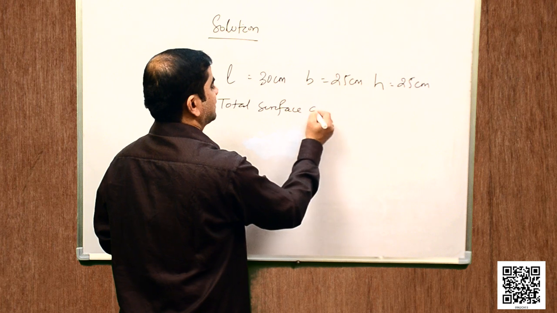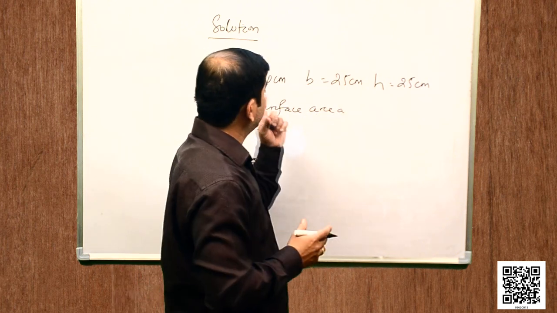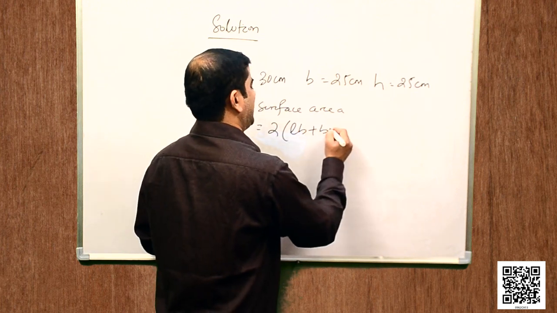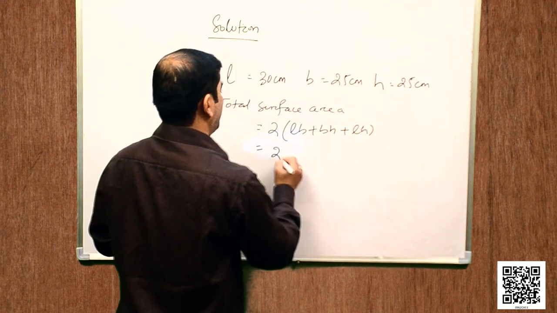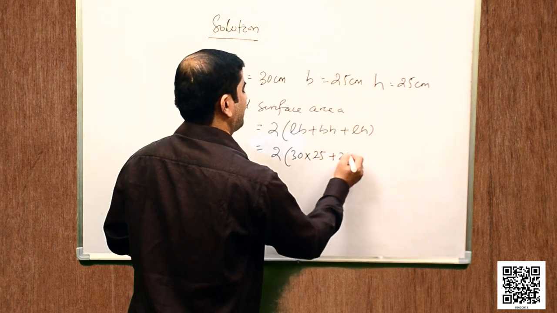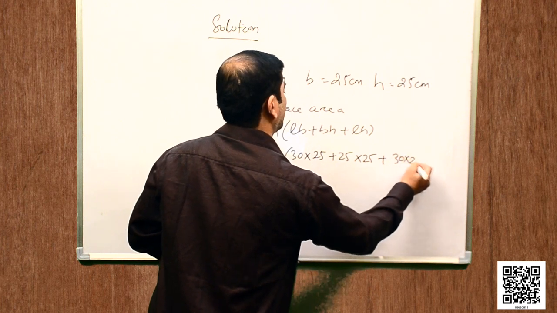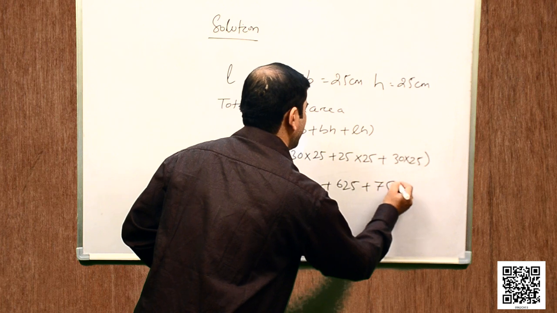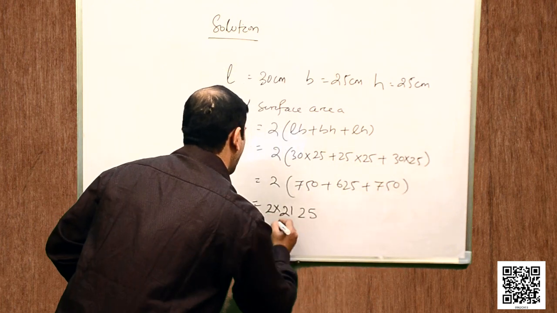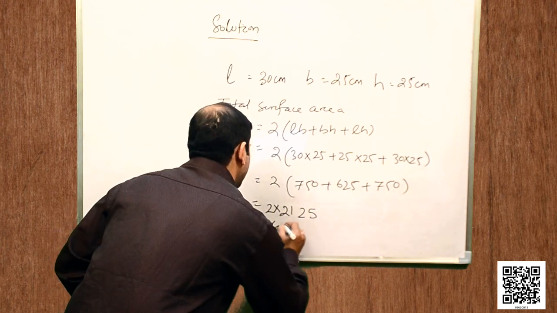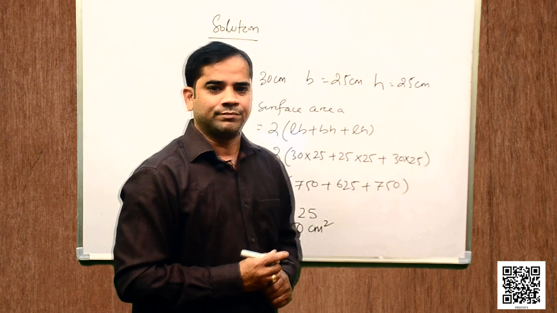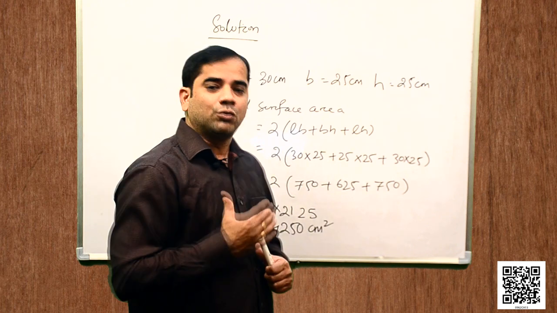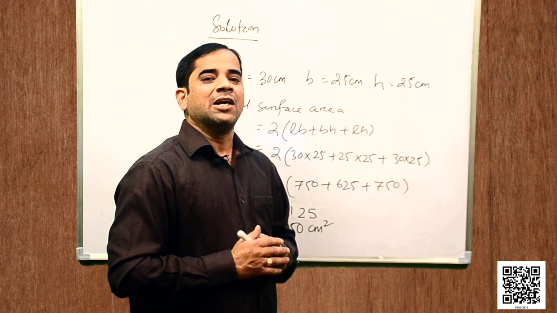Total surface area is equal to, see, it is a cuboidal shape. So, the total surface area of a cuboid is 2 into (LB plus BH plus LH). So, 2 into (30 into 25 plus 25 into 25 plus 30 into 25). That gives us 2 into (750 plus 625 plus 750). So, it results in 2 into 2125, which gives us 4250 centimeter square. Hence the area of the glass, because it is a total surface area, is 4250 centimeter square. This is the solution for the first part.